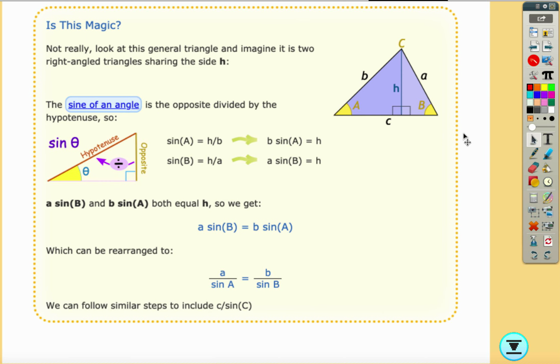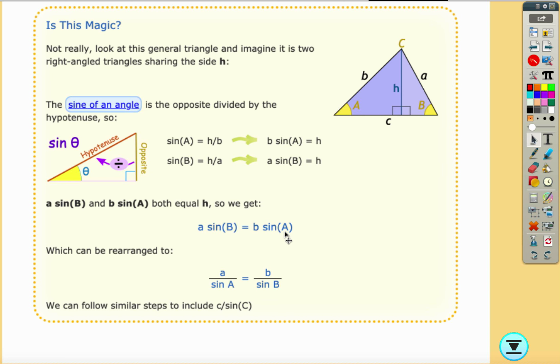So is this magical? Not really. If we look at this general triangle and we split it into two right triangles that share the height, we call that the side h, then the sine of an angle is simply the opposite divided by the hypotenuse. So we could see that by doing this for angle A and angle B, we could set them both equal to h. Thus we would get a times the sine of B is equal to b times the sine of A, which we could rearrange by dividing both sides.